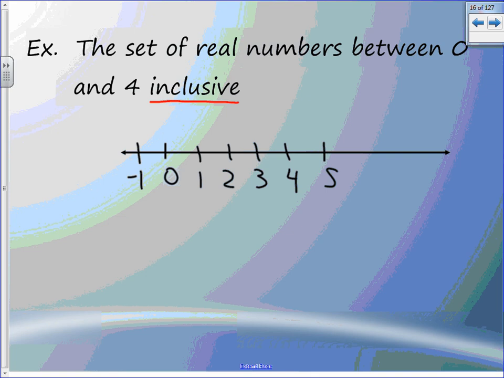So because it's inclusive, I'm going to use brackets. So inclusive, 0 and 4 are included, and then I'm going to shade or highlight in between. Make sure in between is either a different color or darker than the regular number line, because you need to note that it is shaded, highlighted, whatever. And so you'd write 0, 4. 0 comes first because it's the lower, 4 comes second because it's the upper. Questions?